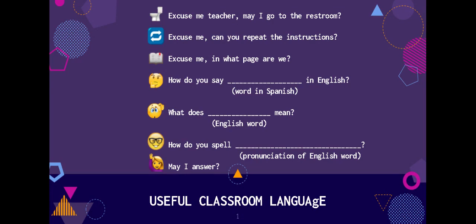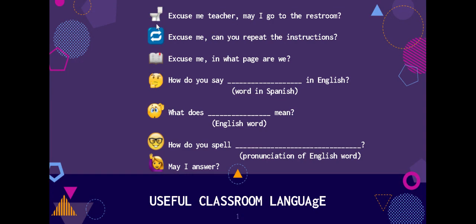Hello everyone, in this new lesson we are going to learn a lot of things, but before we start with that, I would like to review with you some important useful classroom language that will help us move during the course. So for example, in the first case, you have a toilet, right?